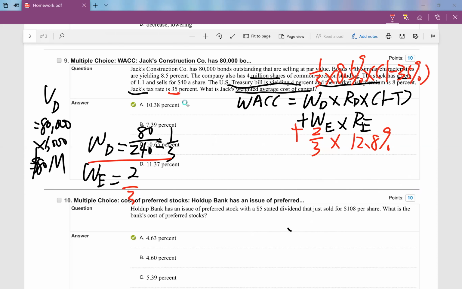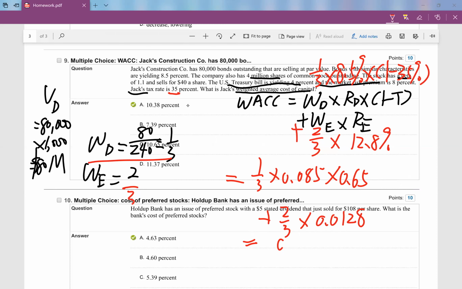So we have 1 over 3 times 0.0885 times 0.65 plus 2 over 3 times 0.0128. So that's equal to what? 0.1038, equal to 10.38%. So that's the answer.